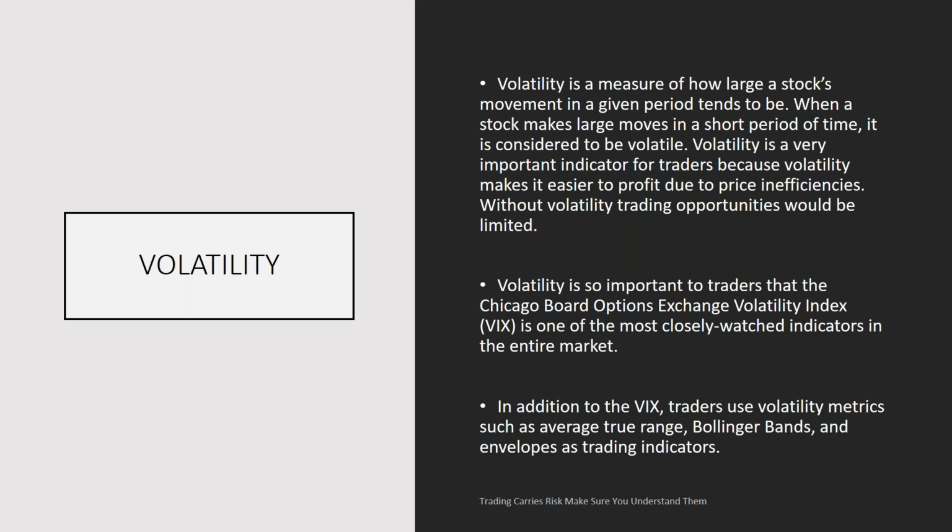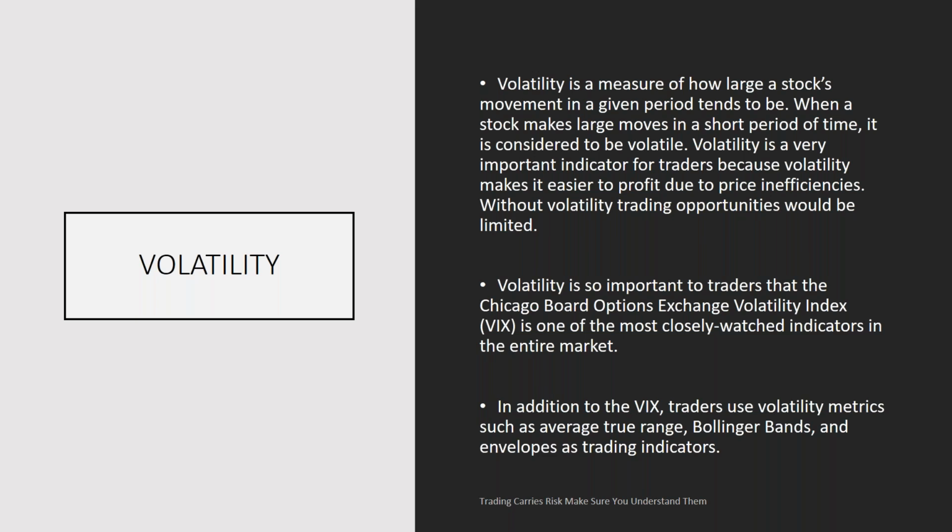Now, volatility is a measure of how large an asset's movement tends to be in a given period of time. When an asset makes a large move in a short period of time, it is considered to be very volatile. Volatility is a very important indicator for traders because volatility makes it easier to profit due to price inefficiencies. Without volatility, trading opportunities would be limited. So if you're trading in the stock market or if you're trading in Bitcoin, we have VIX indicators. These help us see how volatile the markets are, sometimes referred to as the fear factor.